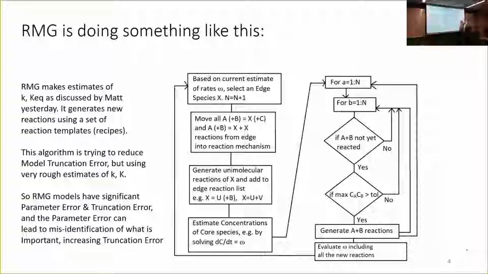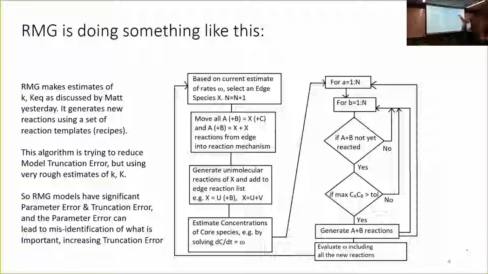That's the main operation. When it does that, it moves all the reactions involving this edge species X, like this and like this, into the core. And then it generates all the unimolecular reactions of X and adds them to the list. And then it estimates the concentrations of the core species by solving dc/dt equals the current estimate of omega, which now includes X as additional. So we've added additional reactions, additional species. This formula is now different. It now has one more species because it has X as an extra species compared to the previous iteration. And the omega is different because it involves the reactions of X.